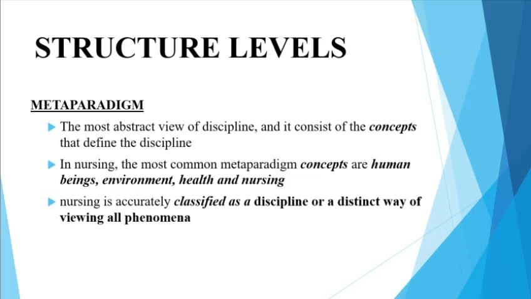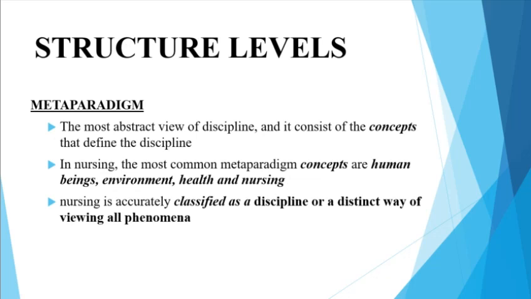So what are the different structure levels? We have the first one, the meta paradigm. Meta paradigm is the most abstract view of a discipline and it consists of the concepts that define the discipline. It means that the meta paradigm has a set of principles or ideas that provide structure for how a discipline should function.